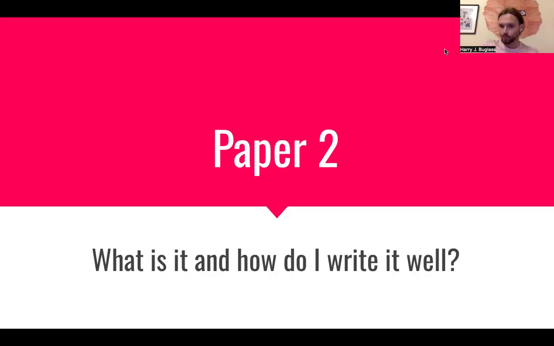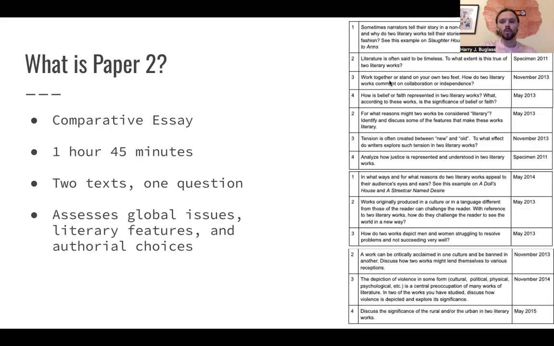So, paper two. What is it and how do we write it well? It is probably the most challenging yet rewarding part of the English A course. It's where you bring together your understanding of two different texts. You showcase your ability to think critically and your skill in crafting a clear and comparative argument, all within 1 hour and 45 minutes. So, what is paper two? At its core, it is a comparative essay.